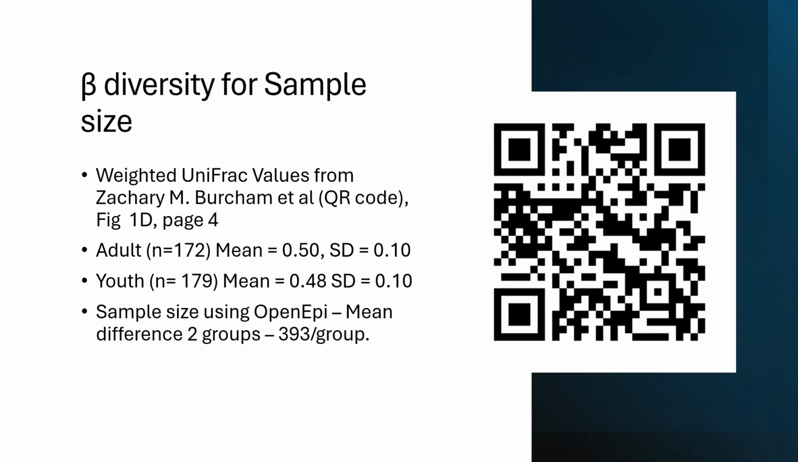I'm using UniFrac values from a study by Zakari et al. for calculating sample size for a similar study in a different population. The values of UniFrac range from 0 to 1. Two groups, adults and youth, are compared in the referred study. Please scan the QR code to get to the referred study. Figure 1D is a box plot comparing the groups by medians and interquartile range, IQR. These values, the medians and interquartile range, were converted to mean and SD and used in OpenEpi. So we got a sample size of 393 per group.